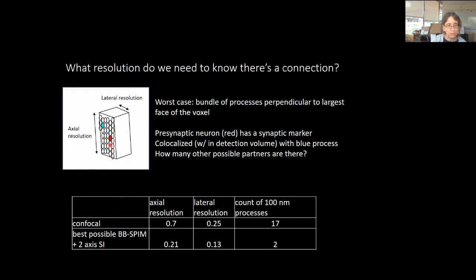And for confocal resolution, along with the two things that you've labeled, your synapse and your potential postsynaptic partner, you're going to have something like 17 other 100 nanometer processes, or you don't know what's there. But if you do the calculations for the best possible Bessel Beam selective plane illumination microscope with 2-axis structured illumination, you calculate the smallest voxel that you might be able to get for a setup like that, given the NA that you think you can practically use, you get down from about 17 down to about 2. And that seems like a low enough number that for the most part, you won't have too many coincidental overlaps where you're going to incorrectly infer a synaptic connection.